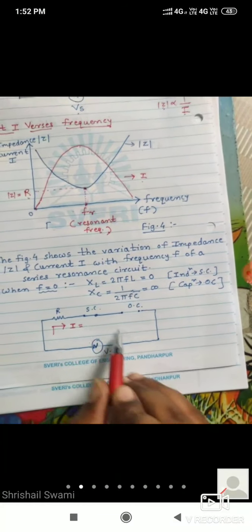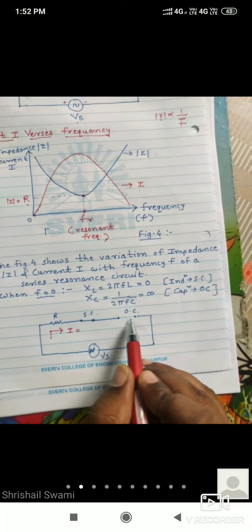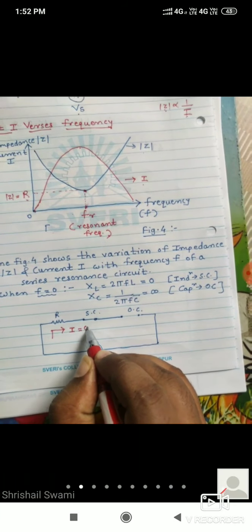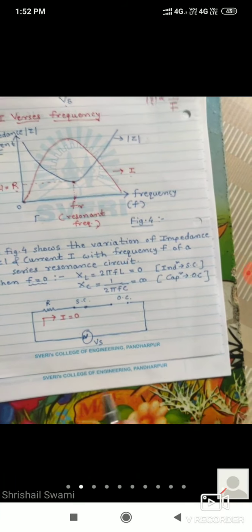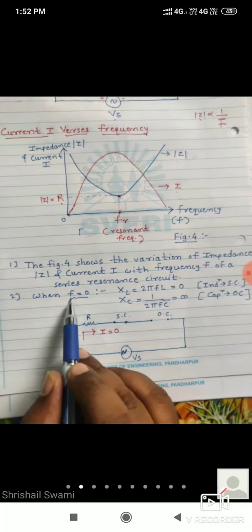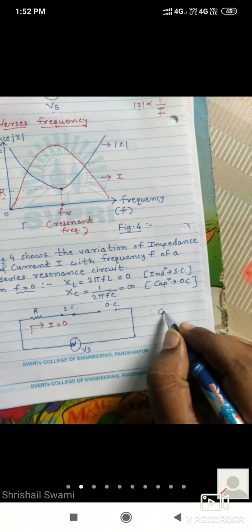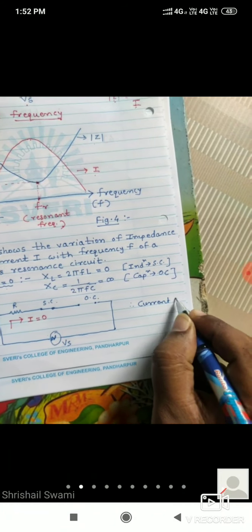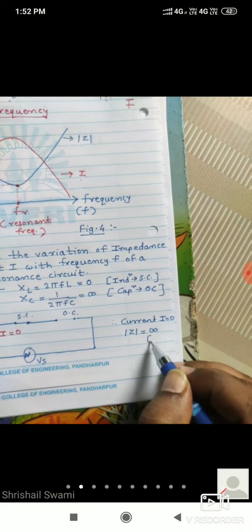ओपन सर्किट मध्ये करंट फ्लो होतो का? इथं कनेक्ट काही नाही. ओके, सो I is equal to 0 here. So at frequency f is equal to 0, the current I is equal to 0. So what about Z? Z चं व्हॅल्यू काय असणार आहे? It is nearly infinite or maximum.